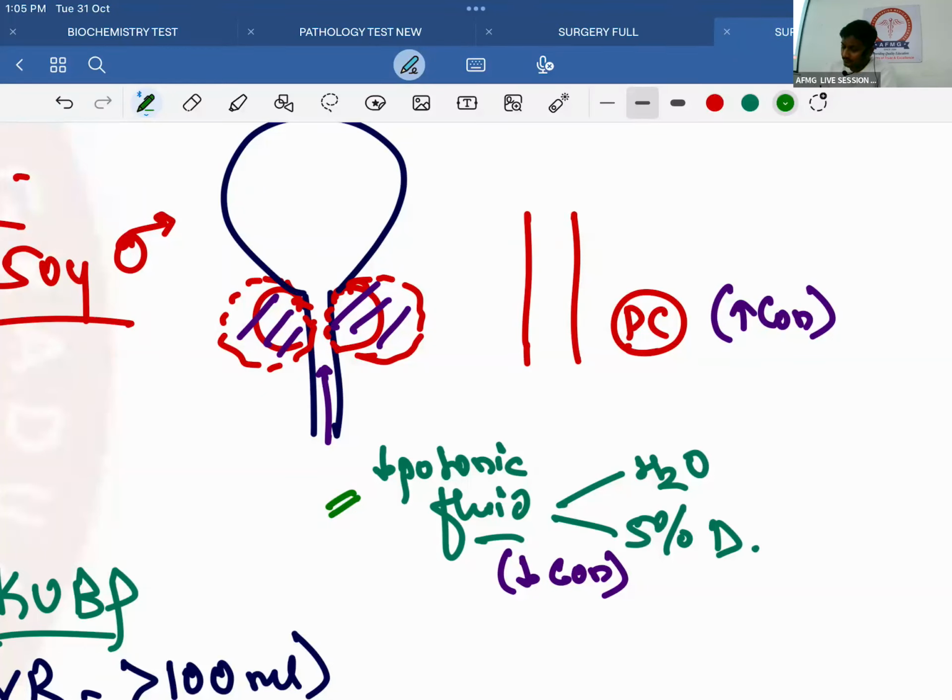It will start going inside the blood vessel or inside the plasma. Why? Because the concentration in the plasma is high or low? High. So what do we have to do?